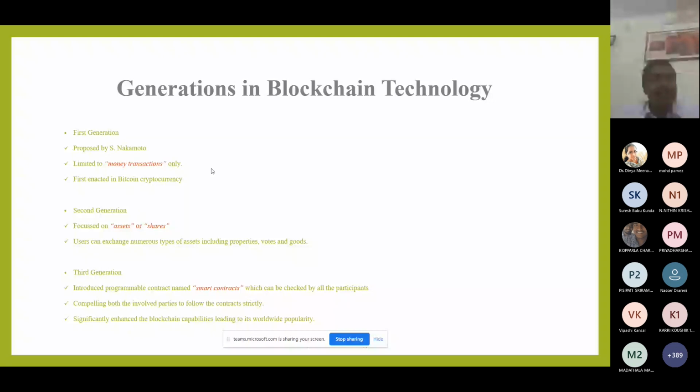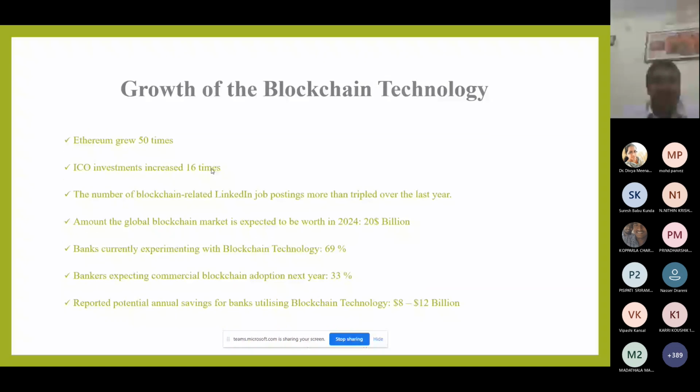Then we have the third generation that is actually related to smart contracts that induced programmable contracts, named smart contracts, that can be checked by all the participants. All the participants actually agree to some particular contract initially, and they are compelled to follow these contracts strictly. So this third generation significantly enhanced the blockchain capabilities, leading to its worldwide popularity. And the adoption of blockchain cannot be debated at this point of time. There is huge growth in this blockchain technology.